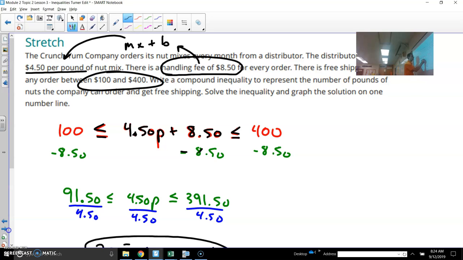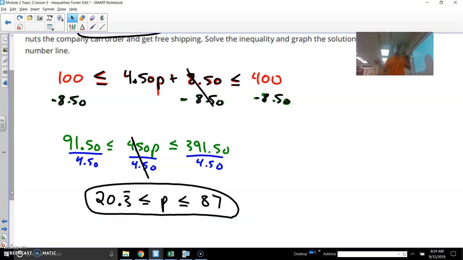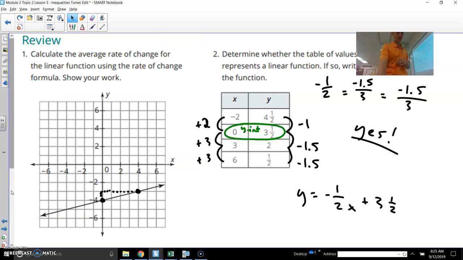So now I start solving it just like a normal equation or inequality. But now that you have two sides, you really have to go to both sides to work your way out of the middle. So I subtract 850 from both sides, and then in the next step, I divide 450 from both sides, and ultimately you're saying that you can order anywhere between 20.3 pounds and 87 pounds, and that would result in a final price of somewhere between 100 and 400.